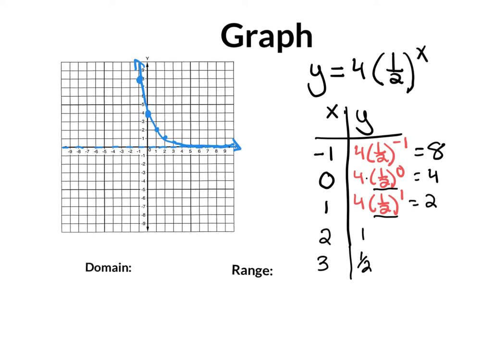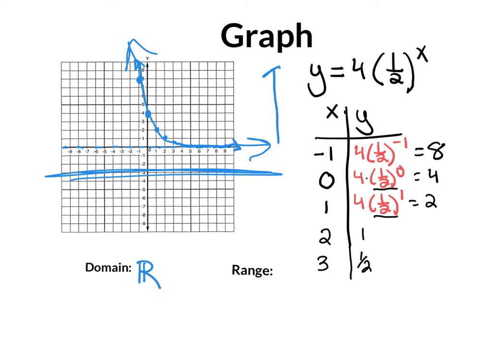All right, domain and range. It's actually the same as exponential growth. It's going forever in these directions, so it's hitting all x values, so all real numbers. And then the range, it's only hitting numbers where y is greater than 0.